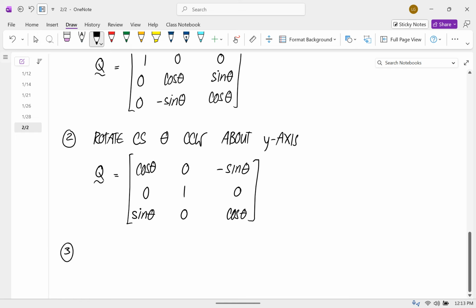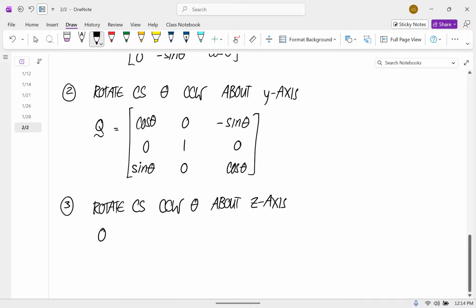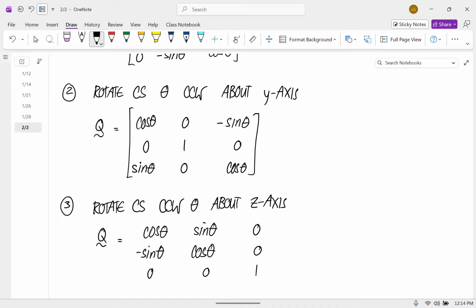And third, if you want to rotate the coordinate system counterclockwise an angle theta about the z-axis, the rotation matrix is cosine theta, sine theta, 0, negative sine theta, cosine theta, 0, 0, 0, 1.